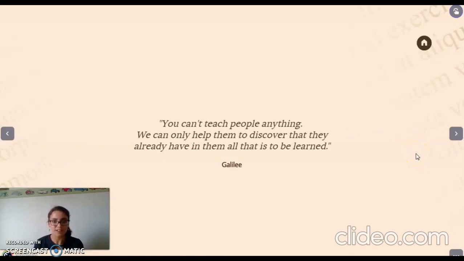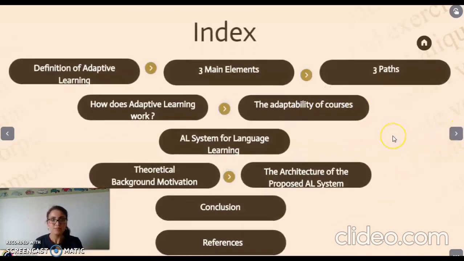I put here a proverb of Galilei, I think French. You can't teach people anything. We can only help them to discover that they already have in them all that is to be learned. I like this proverb very much, and we will speak together today.